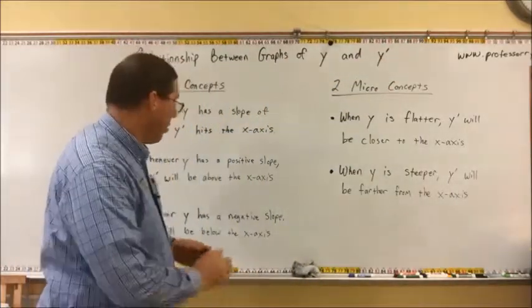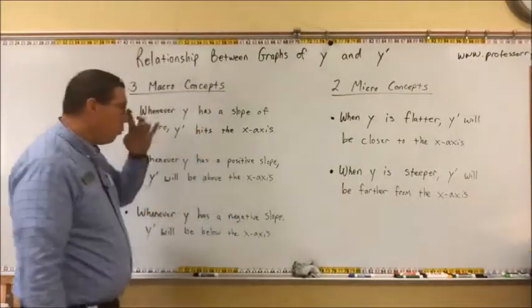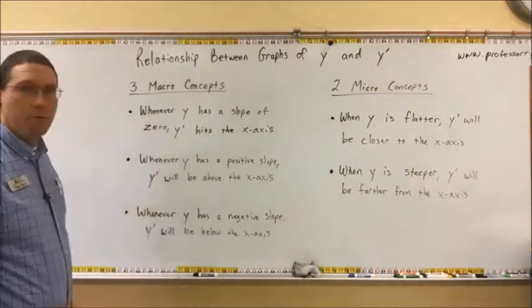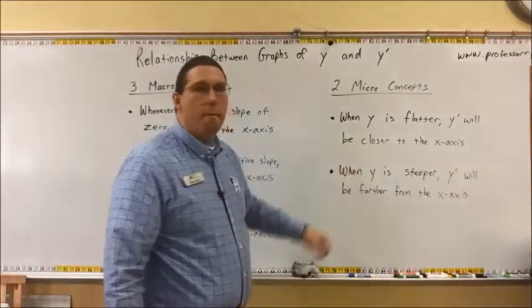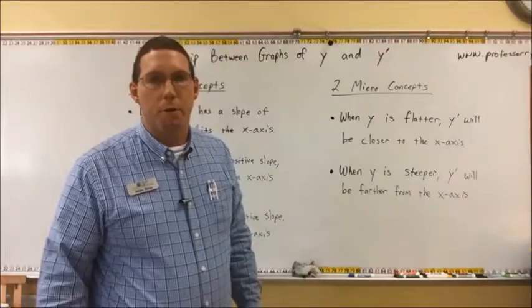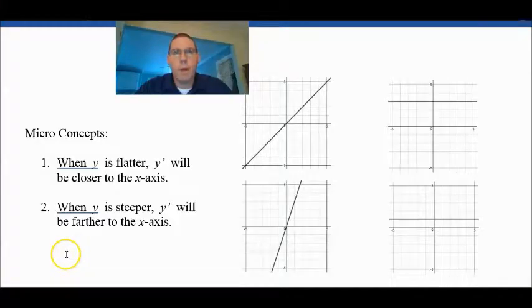Okay? And so what I'm going to do right now is show you a few more examples where we combine these 3 macro concepts with these 2 micro concepts. We're going to do that on my computer right now. Okay, so let's look at these micro concepts, 1 and 2, when looking at the graph of a function and its derivative. What I have here is 2 different functions, and over here the 2 possible derivatives. As you can see, these are linear functions, and linear functions have constant slopes, and therefore their derivatives are going to be constant functions.